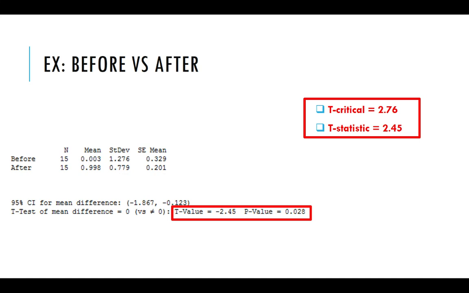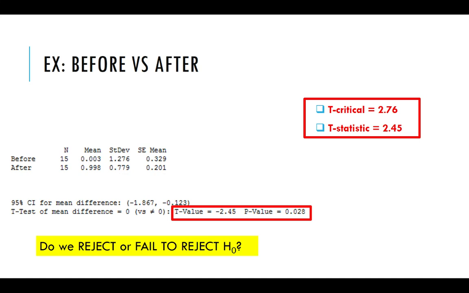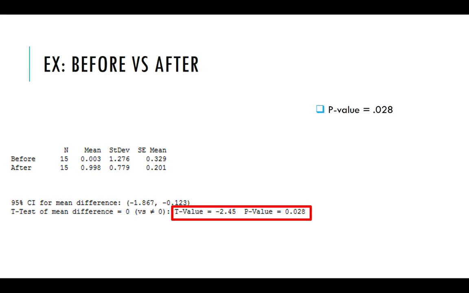It did not. So in this case, if we want to be 99% confident, we would have to fail to reject H naught. We can't reject H naught, but we did it for 95%. We just can't do it for 99%. Everybody with me here? Does that make sense?